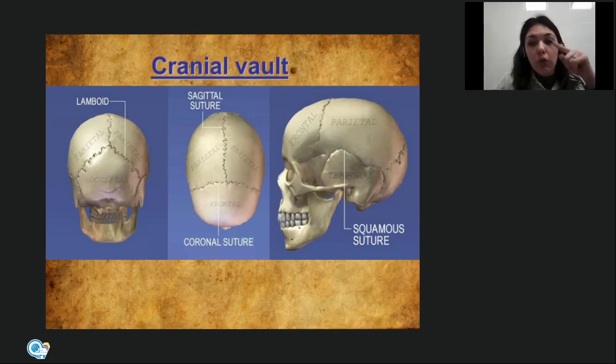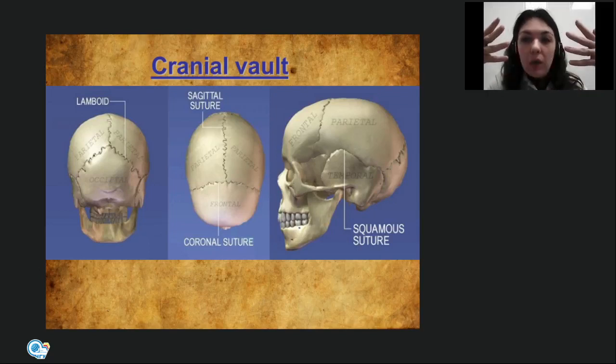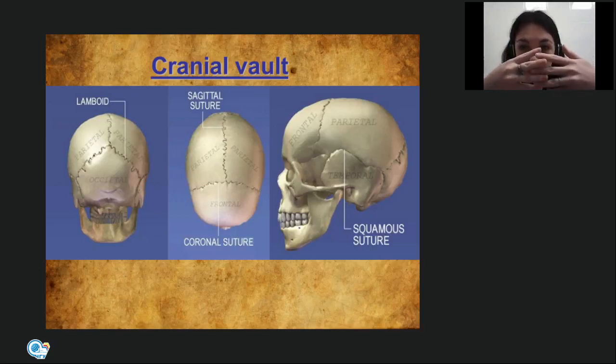It has such a name because it has the shape of the letter lambda. And between the squamous part of the temporal bone and the greater wing of the sphenoid bone anteriorly, the parietal bone in the middle, and the occipital bone posteriorly, the squamous suture passes. All the previous sutures are serrate sutures, with teeth-like projections of one bone that pass between the teeth-like projections of another bone.